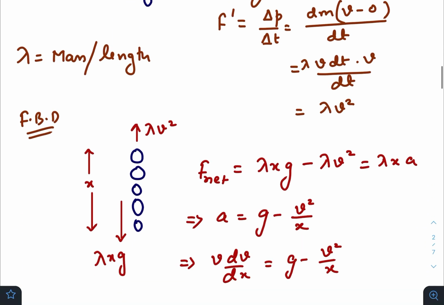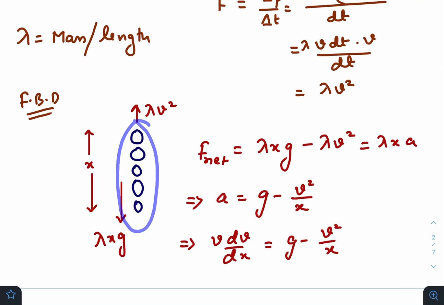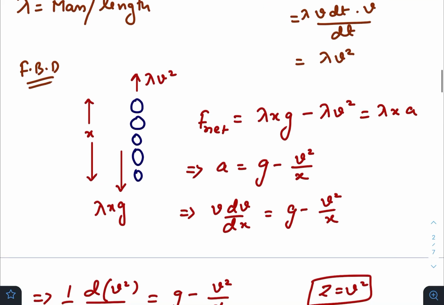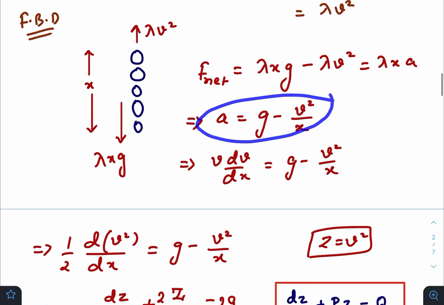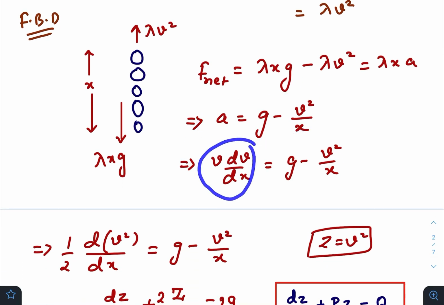So if you draw the free body diagram of the hanging portion of the chain, there will be two forces. One is due to gravity, so mg, where m is lambda times x, so lambda x g acting downwards, and the other is the tensile force, that is lambda v square acting upwards, right? So the net force is this one, which equals mass times acceleration. The expression of acceleration with respect to speed and the length of the chain looks something like this, writing acceleration as v dv/dx.